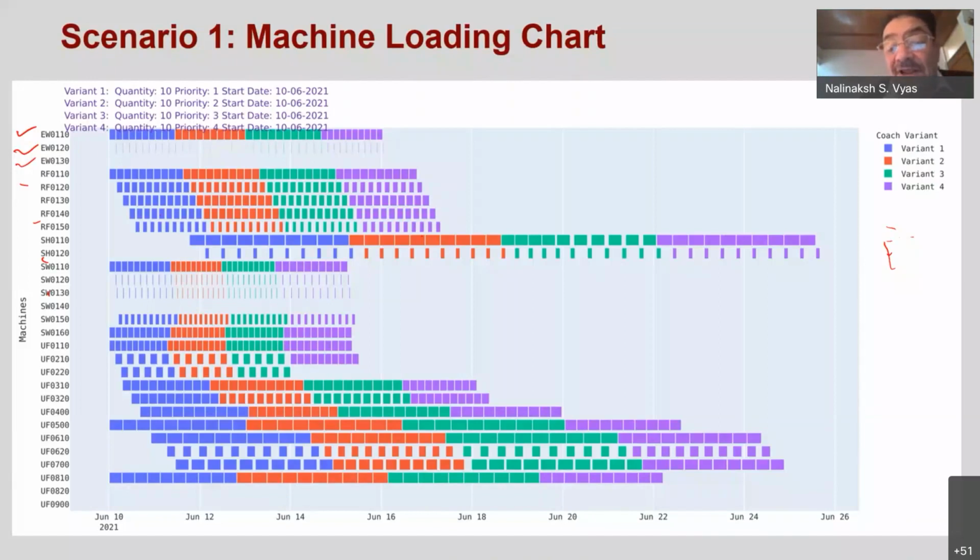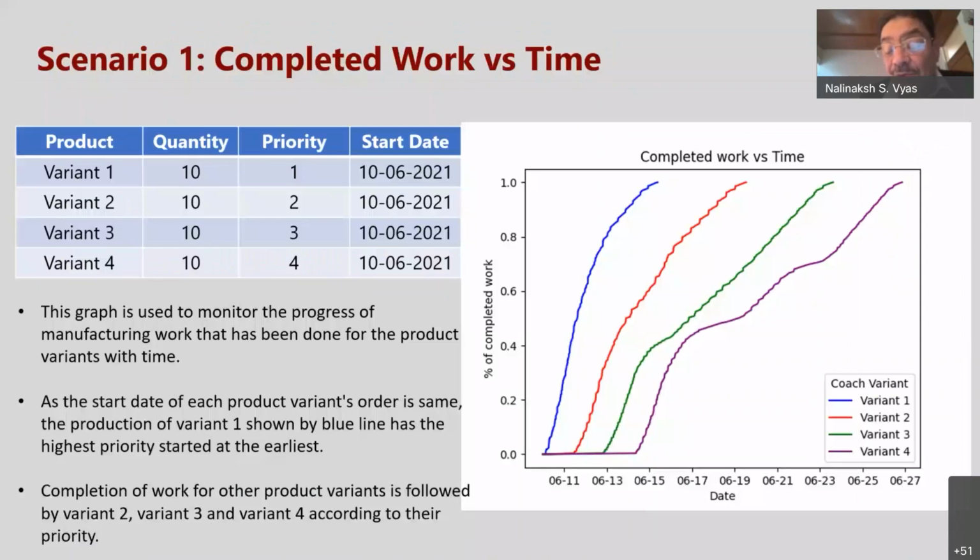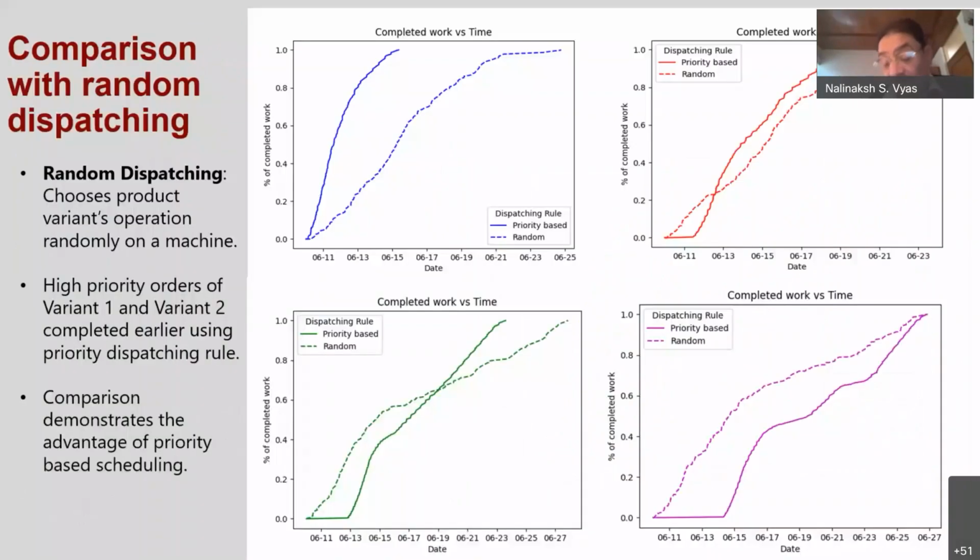This shows that if you had not done scheduling, all four of them would have got completed here. Now you have different times of completion on different dates. Random dispatching versus scheduled dispatching. This is another chart. Let me talk of scenario two, which is more interesting.